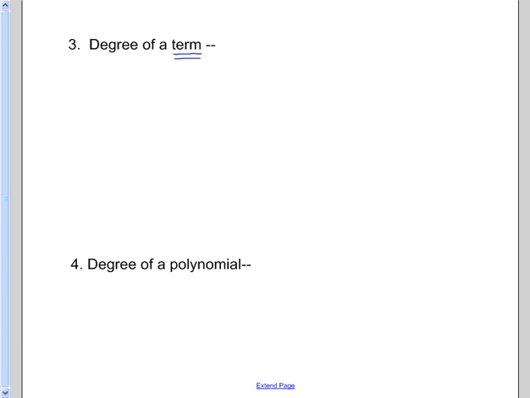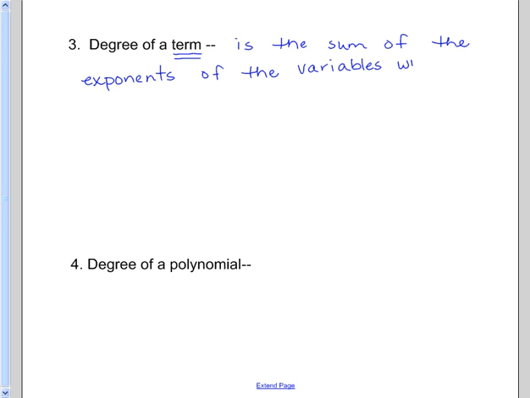By definition, we say the degree of a term is the sum of the exponents of the variables within the term. Okay, so the sum of the exponents of the variables within a term.